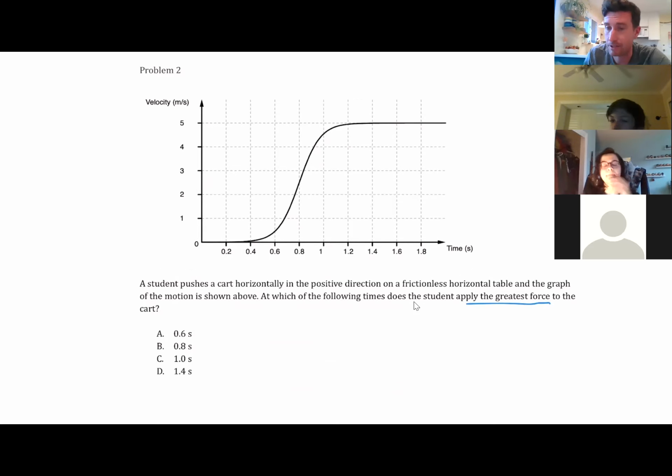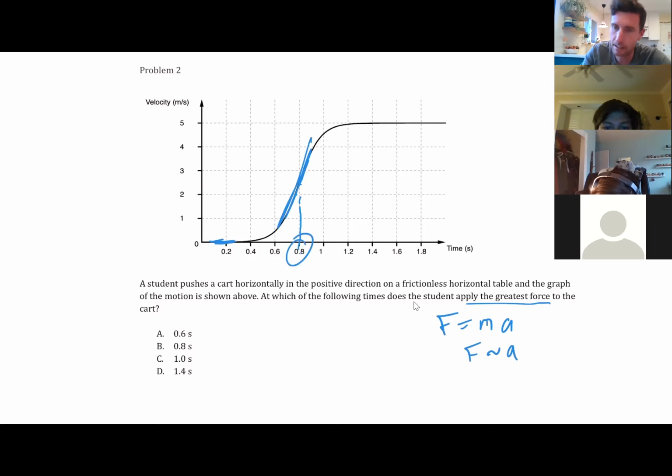Now, this is a velocity versus time graph. I would start with the idea that force is equal to mass times acceleration. So force is proportional to acceleration. I just established that acceleration is the slope of the velocity graph. So I'm looking for the time that the slope is the biggest. Right here, the slope's like 0. It gets the biggest when it gets the steepest, right about there. That would be about 0.8 seconds for answer B.